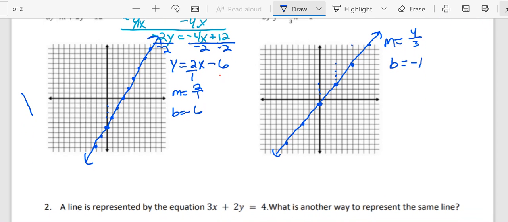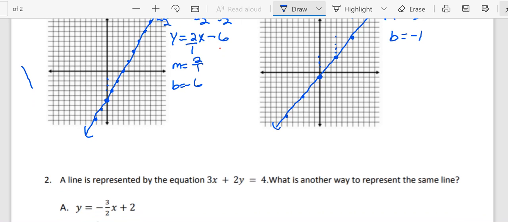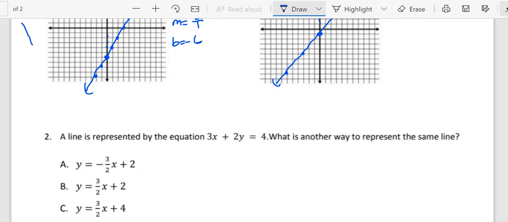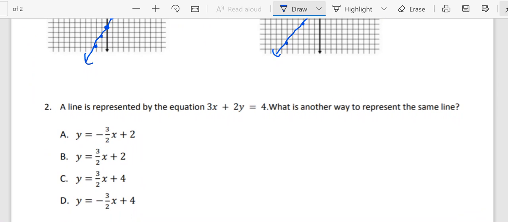And I'm going to move down here. This one is multiple choice. Basically asking you to solve for y. So again, that process would be getting this by itself. So I do minus 3x.